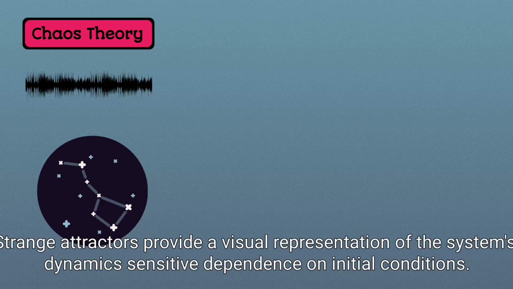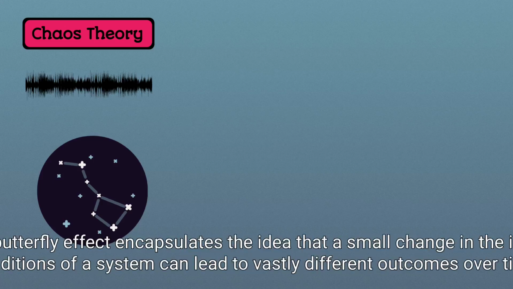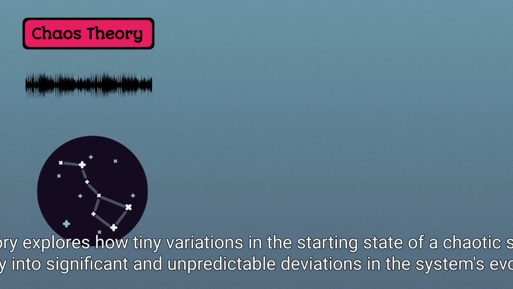Sensitive dependence on initial conditions, the butterfly effect. The butterfly effect encapsulates the idea that a small change in the initial conditions of a system can lead to vastly different outcomes over time. Chaos theory explores how tiny variations in the starting state of a chaotic system can amplify into significant and unpredictable deviations in the system's evolution.